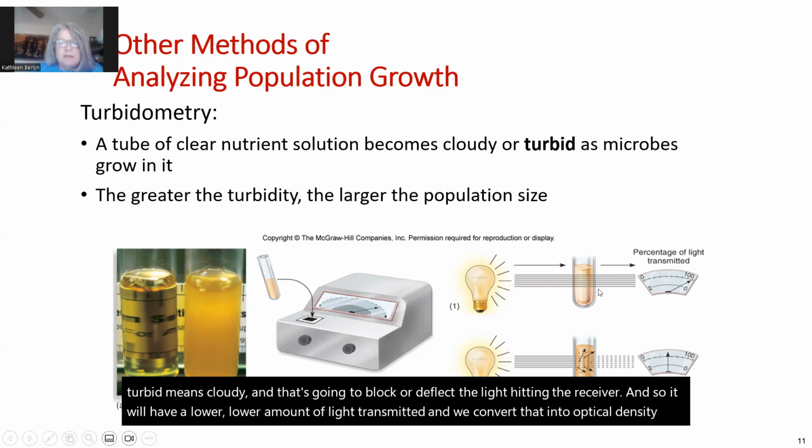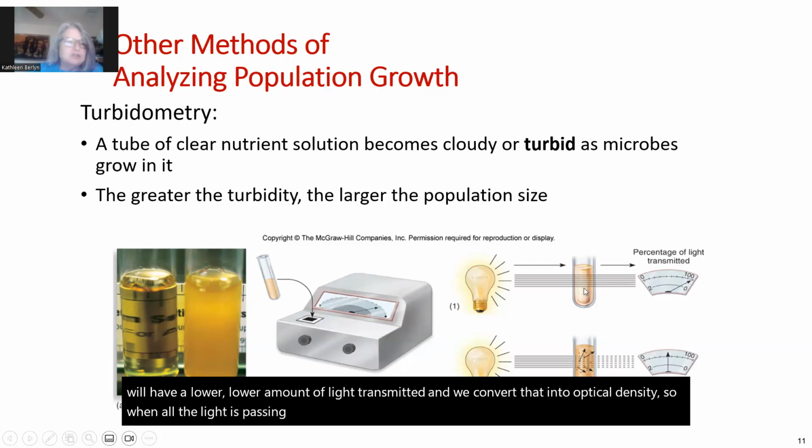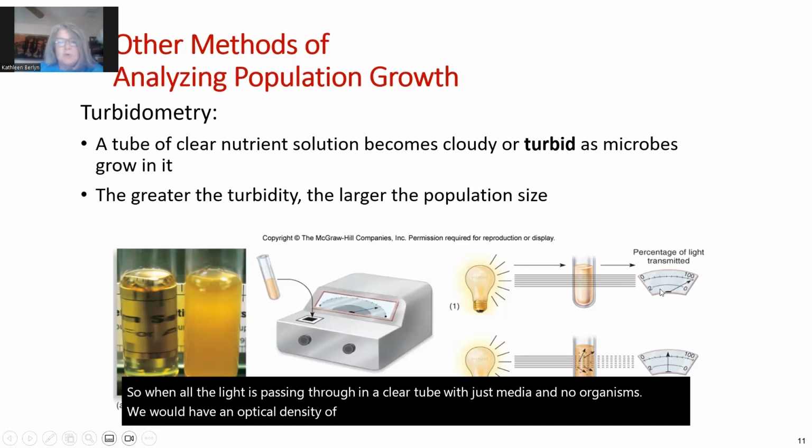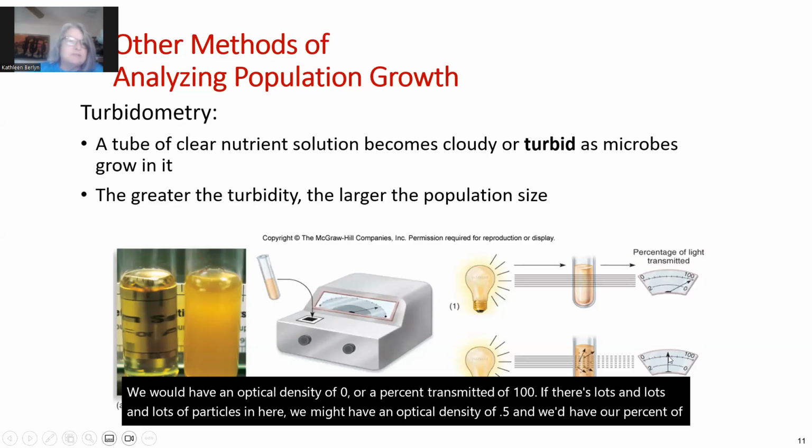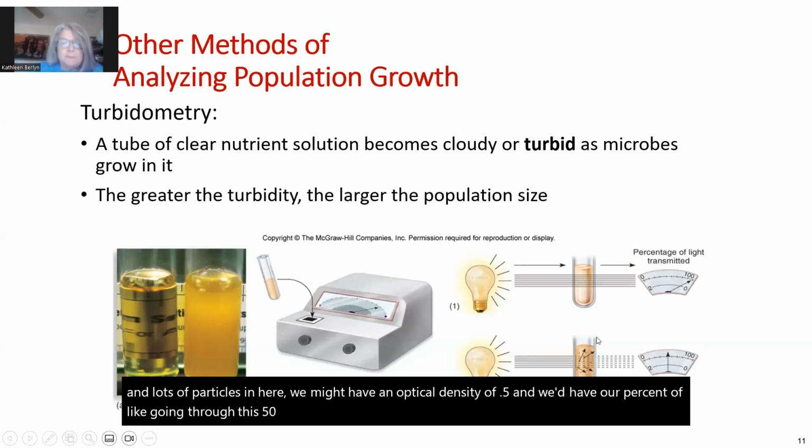So when all the light is passing through in a clear tube with just media and no organisms, we would have an optical density of 0 or a percent transmitted of 100. If there's lots and lots of particles in here, we might have an optical density of 0.5, and we'd have our percent of light going through is 50%. So we always will do that conversion because the optical density is easier to visualize than looking at the percent light transmitted.